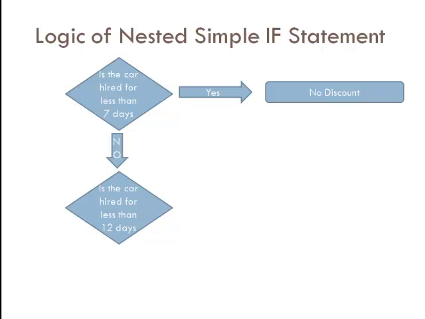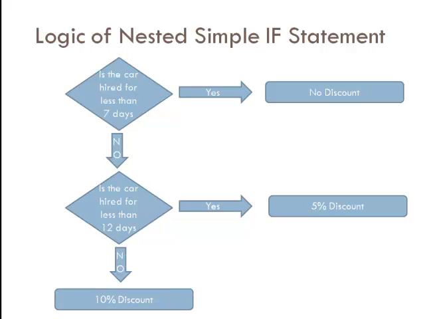Is the car hired for less than 12 days this time? And then the true value for if it's less than 12 days is a 5% discount, because you've eliminated the cars that are hired for less than 7 days and you've given them no discount. So now you're taking out the cars that are between 7 and 12 days and giving them a 5% discount. And the false value then, by default, is going to be all cars hired for greater than 12 days. That's going to be your 10% discount.